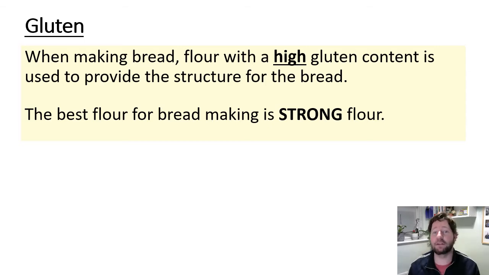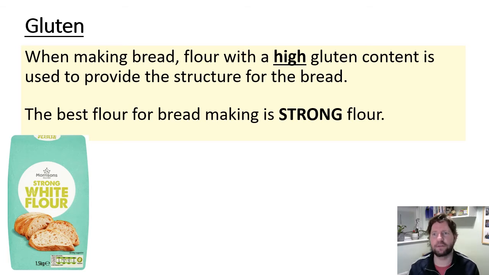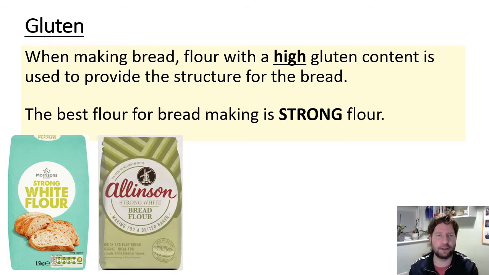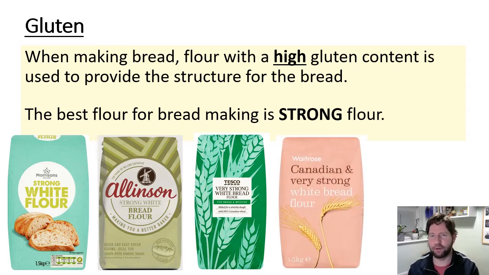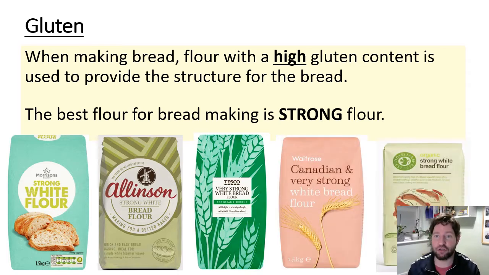And the best flour for bread making is strong flour. And you have all these different types of strong flour. I've picked out different ones from different supermarkets. There's one from Morrisons. You have the Allinson strong flour bread, which is what I use. Very strong white flour from Tesco. Waitrose Canadian, very strong, and very strong organic bread flour from Doves Farm. The list goes on, but you can see on each one of those, they specify bread.